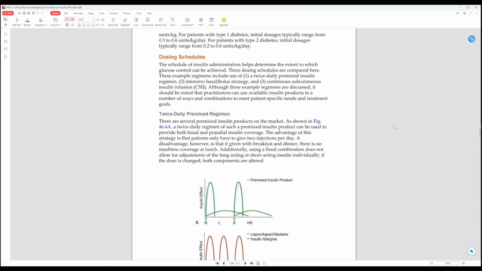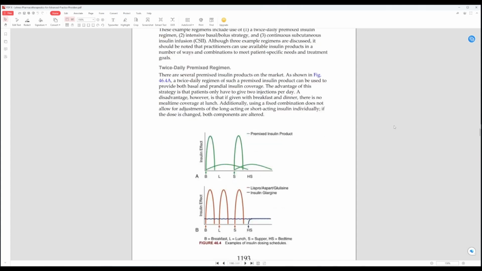The dosing schedule. The schedule of insulin administration helps determine the extent to which glucose control can be achieved. 3 dosing schedules are compared here. These example regimens include a twice-daily premixed insulin regimen, an intensive basal and bolus strategy, and continuous subcutaneous insulin infusions. Although 3 example regimens are discussed, it should be noted that practitioners can use available insulin products in a number of ways and combinations to meet patient-specific needs and treatment goals.